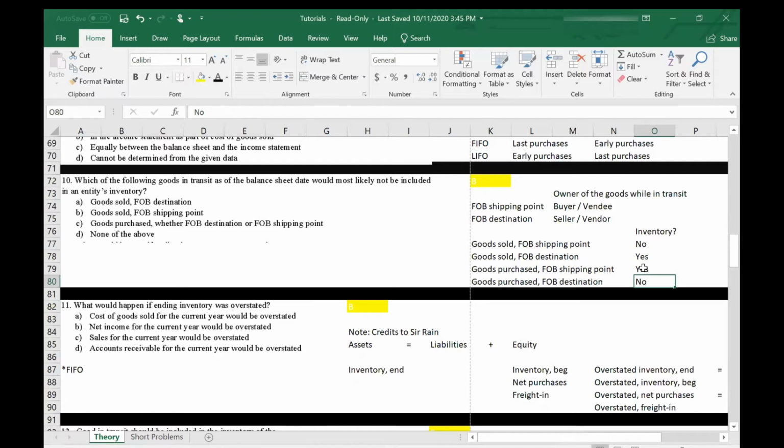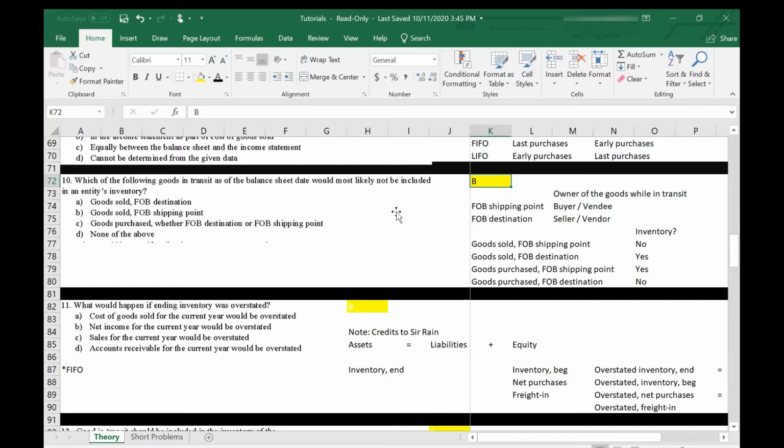Goods sold, FOB destination. Inventory mo ba? Sorry, goods sold, FOB destination. Is it your inventory? Yes. How about goods sold, FOB shipping point? Is it your inventory? No. So the answer for this item is letter B.